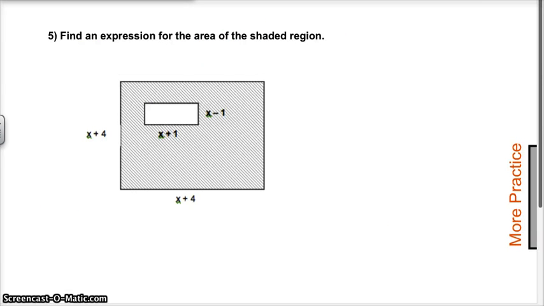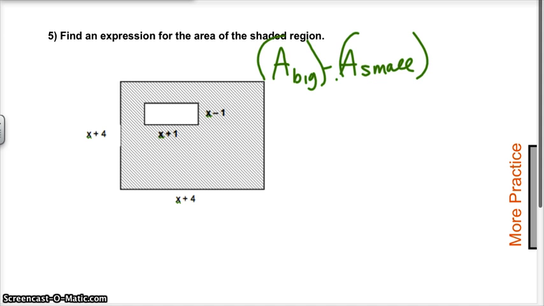Find the expression for the shaded region. We did a problem like this in the previous lesson. When we find the area of the shaded region, we're taking the area of that large rectangle and we're going to subtract away from it the area of the small rectangle. Make sure that you keep that grouped and this grouped as well. The big rectangle is x plus 4 times x plus 4.